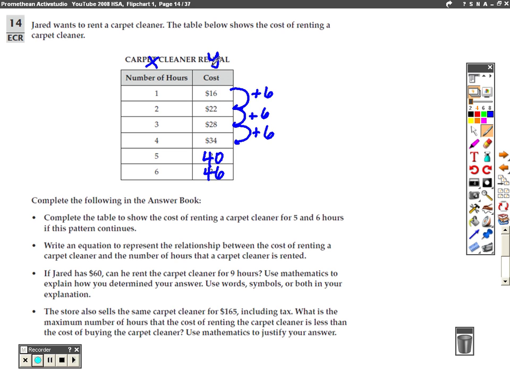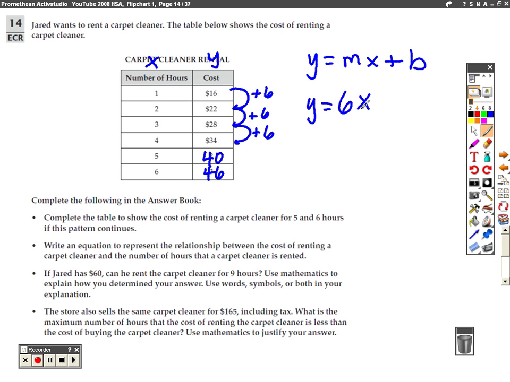So, when we write our equation, we're going to think back to y equals mx plus b, because this is a linear relationship because it changes by the same amount every time. Our slope in this case is going to be 6 because it costs $6 per hour for every hour that you rent the machine, and we already said that x represents the number of hours.